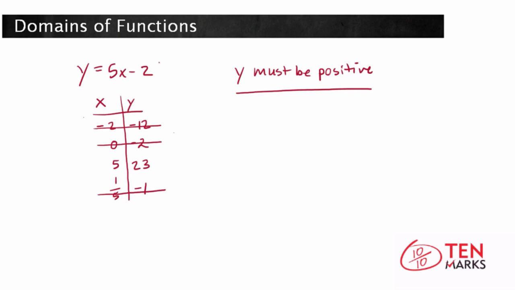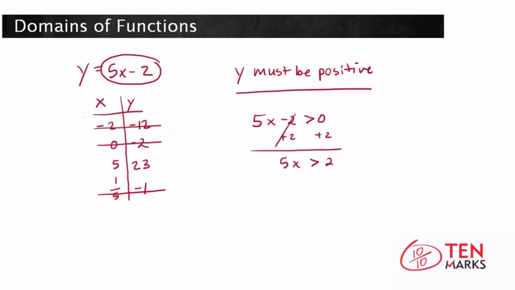So the best thing to do here is to take this expression and set it greater than a 0. And that'll tell us when this expression is equal to a positive number. So we'll solve this inequality by adding 2 to both sides. That'll give us 5x has to be greater than 2, and then we'll divide both sides by 5, which will give us x has to be greater than 2/5. This tells us that if we keep our x values greater than 2/5, we're going to get a positive y value. So our domain in this case is x is greater than 2/5.